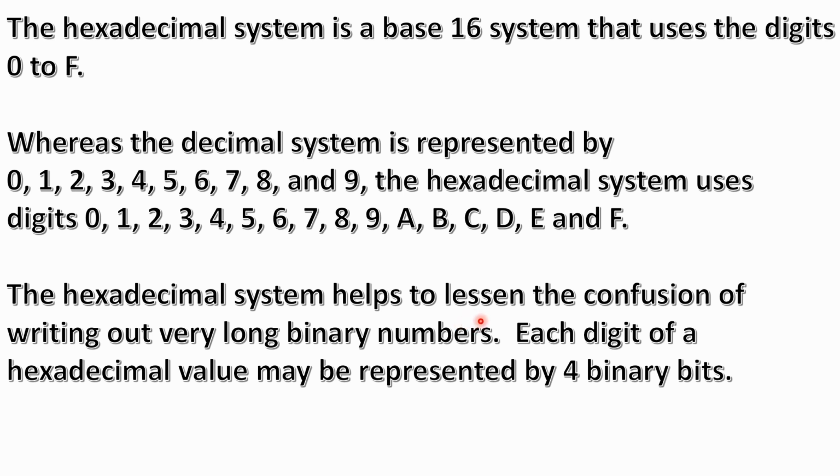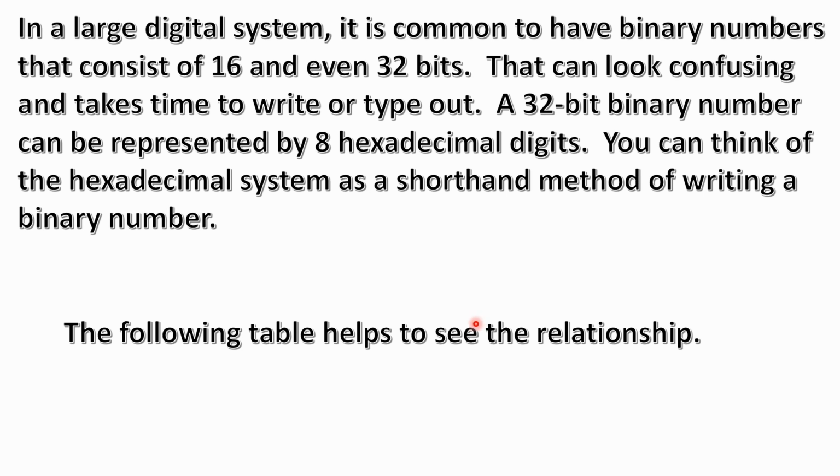So what that means is you could have a 4-digit hexadecimal number. 4 digits hexadecimal could represent 16 bits of binary. So you could see how useful that would be. In a large digital system, it's common to have binary numbers that might be 16 and 32 bits and even larger. And that can look really confusing and take a lot of time to write or to type out. A 32-bit binary number can be represented by 8 hexadecimal digits. You can think of the hexadecimal system as kind of a shorthand method of writing out a binary number.